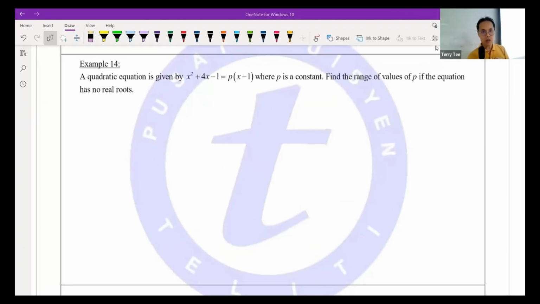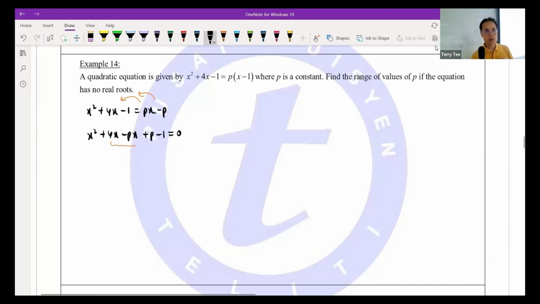Let's just bring this over. x squared plus 4x minus 1. Expand the p. This is px minus p. Bring everything to the left-hand side. So you should get x squared plus 4x minus px plus p minus 1 equals 0. Now, the 4x and px, you should factorize them. When you factorize, it is (4 minus p)x plus p minus 1 equals 0.